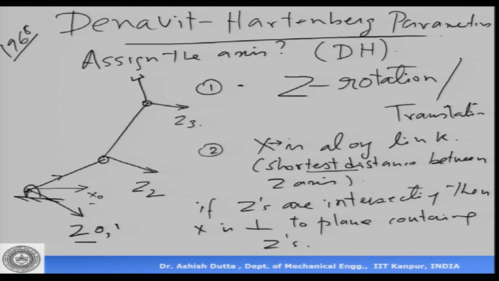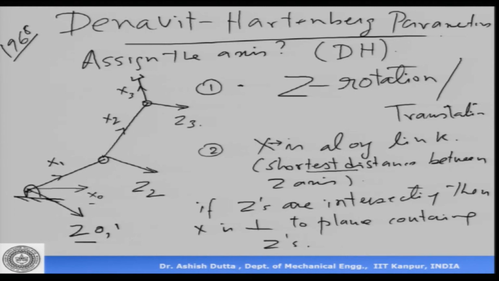So, it is along the frame. So, this is along the frame, this is my x1. This is the shortest distance again between this z and this z, they are parallel. So, this is my x2 and my x3 is here. Okay. So, we have fixed my x, y and z.